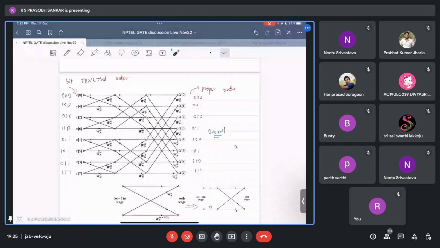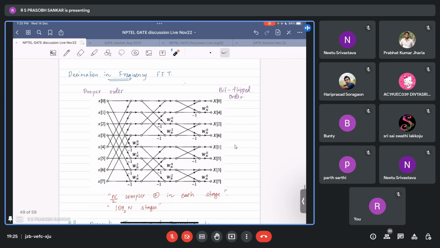If we write out the binary representation for these indices, 0 becomes 000, 1 is 001, 2 is 010, and like that, this sequence is obtained by flipping the order of the bits. So 001 becomes 100, that is x of 4, and so on. This is just a consequence of the algorithm. For decimation in time algorithm, input will be in bit reversed order, output will be in proper order.